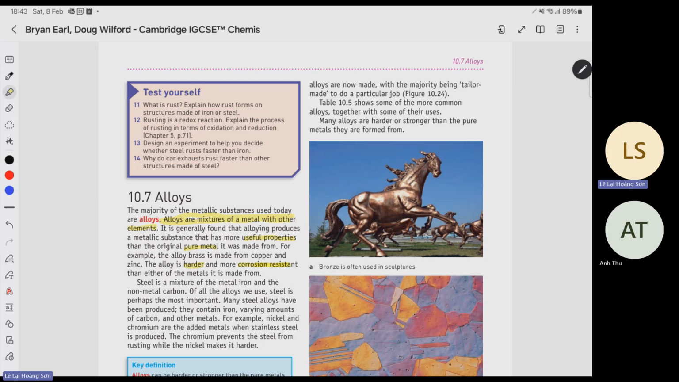So we make alloys because they will possess some better, more useful properties than the pure metal. You can name them out, like they become harder. For example, they will become more corrosion resistant. Sometimes it is for an appealing reason, it makes the alloy much better looking, right?